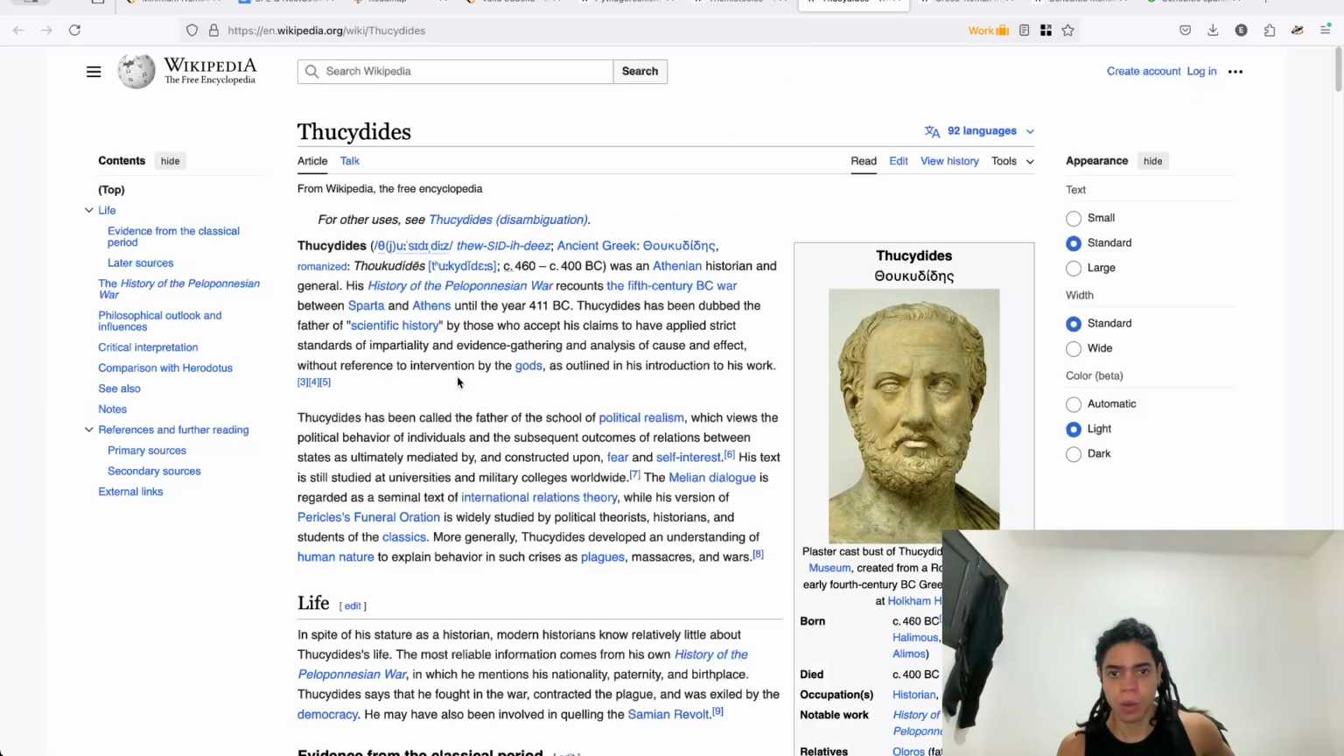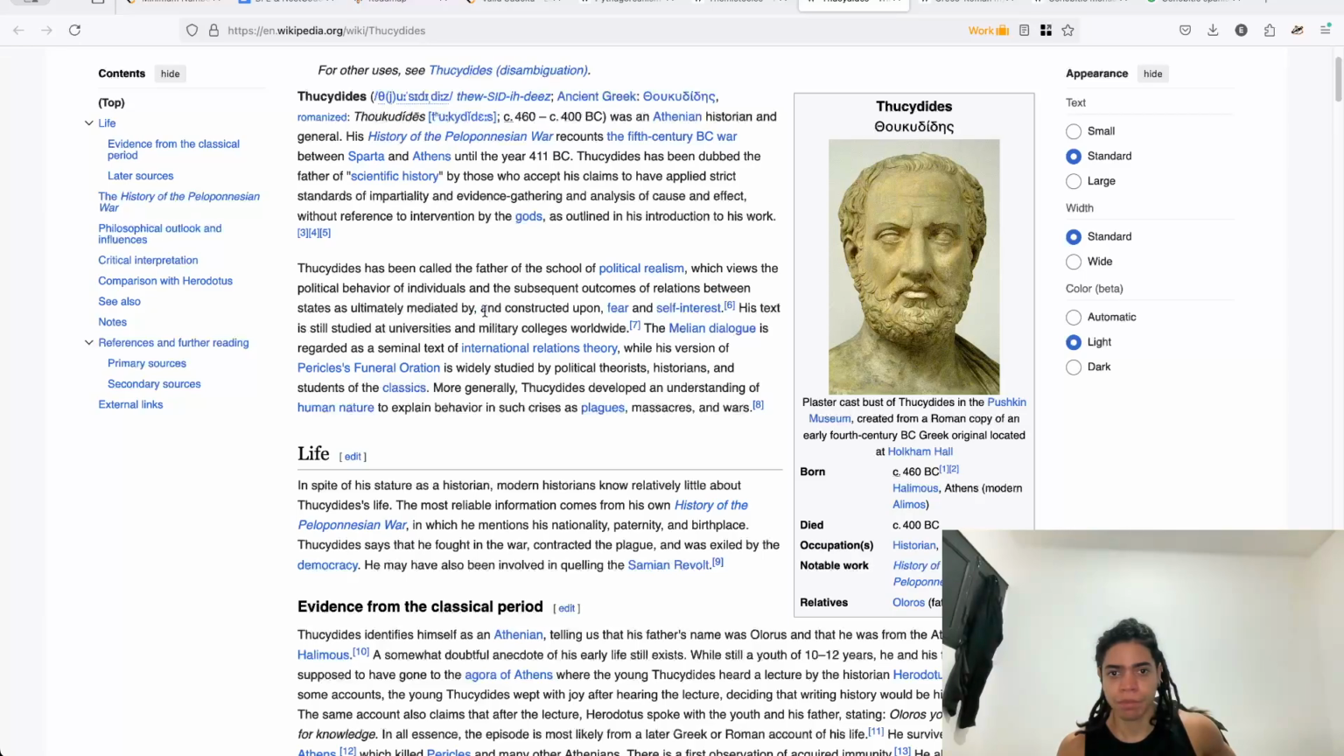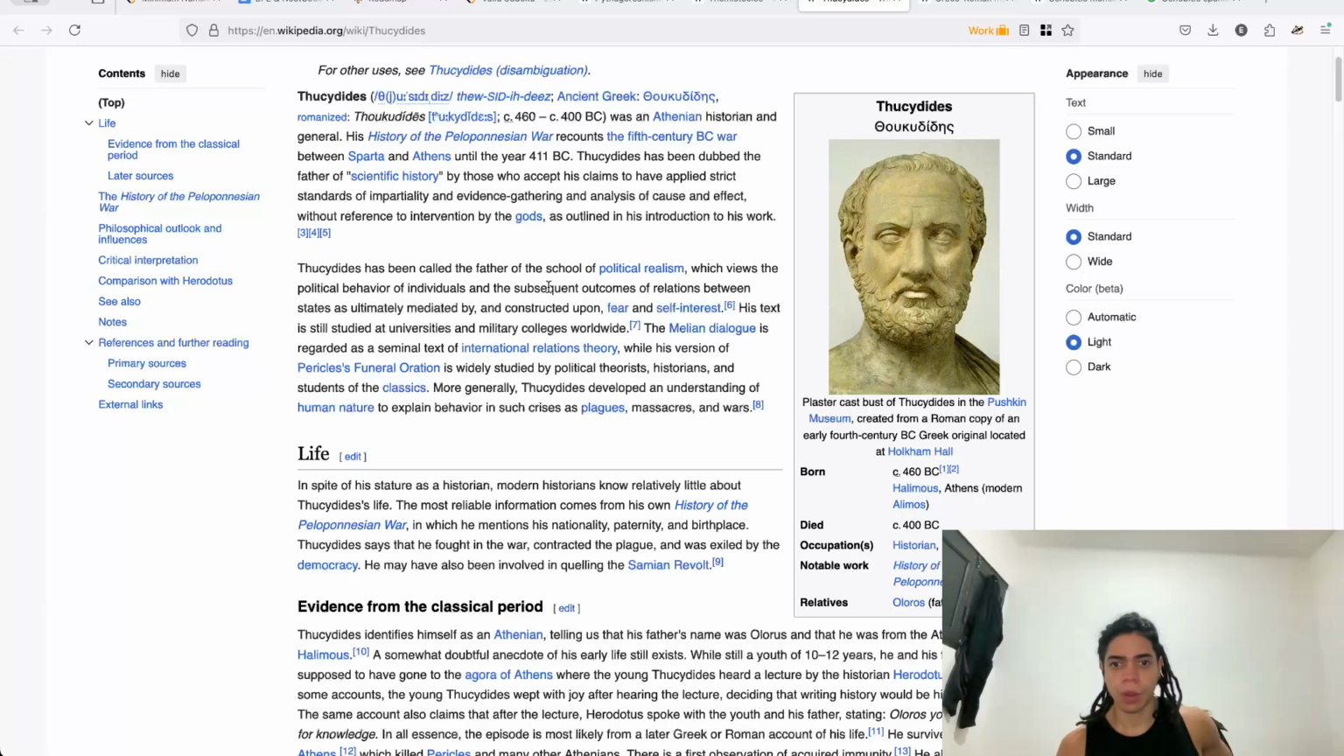Thucydides. Okay, Thucydides has been called the father of the school of political realism, which views the political behavior of individuals as the subsequent outcomes of relations between states, ultimately mediated by and constructed upon fear and self-interest. His text is still studied at universities and military colleges worldwide.